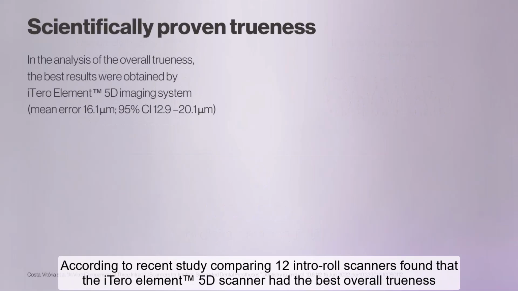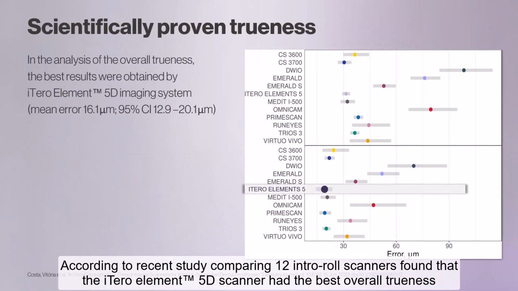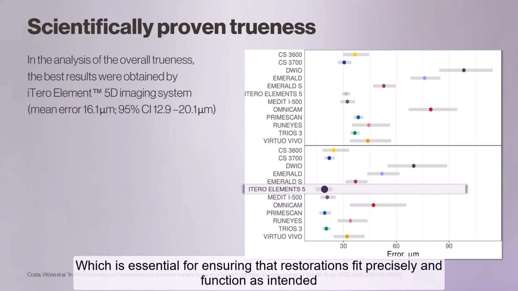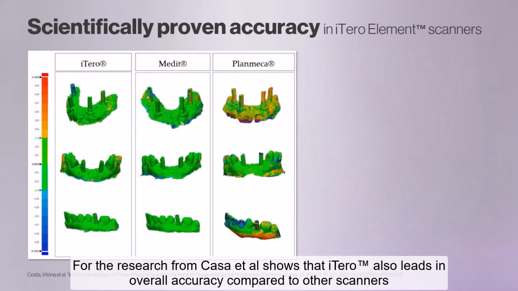According to a recent study comparing 12 intraoral scanners, the iTero Element 5D scanner had the best overall trueness, with a mean error of only 16.1 microns. This means the scanner captures highly accurate impressions, which is essential for ensuring that restorations fit precisely and function as intended. Further research from Casa et al.